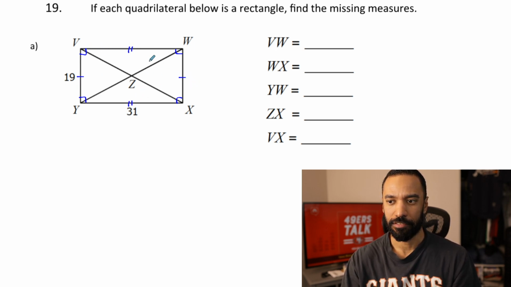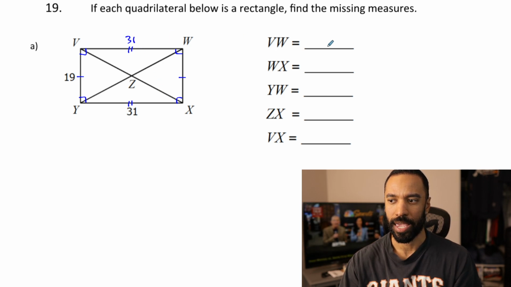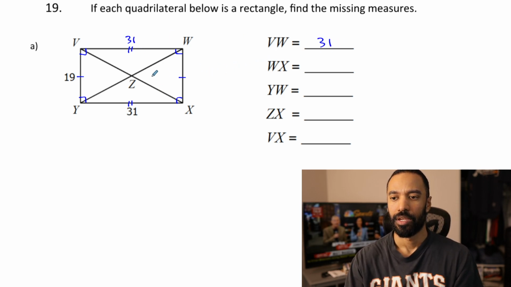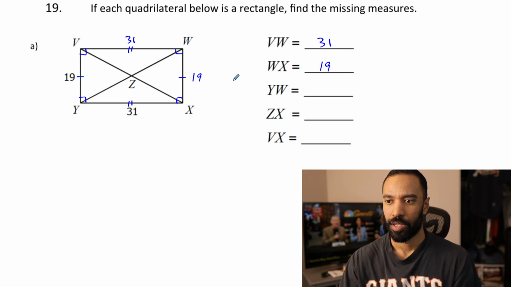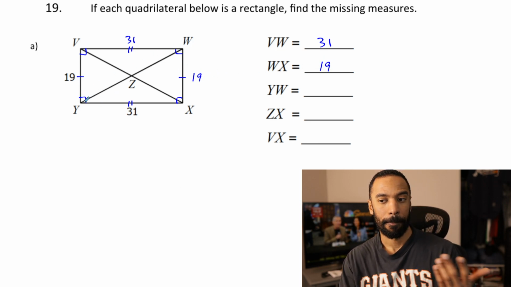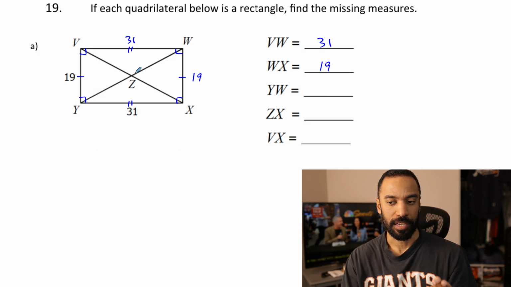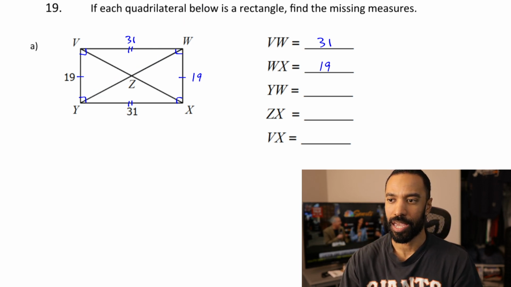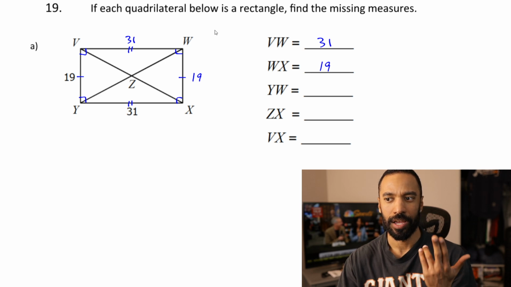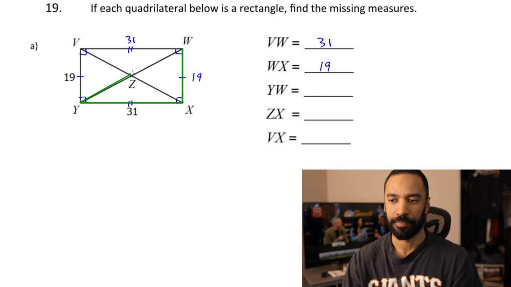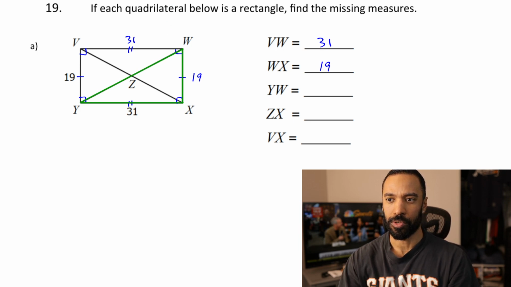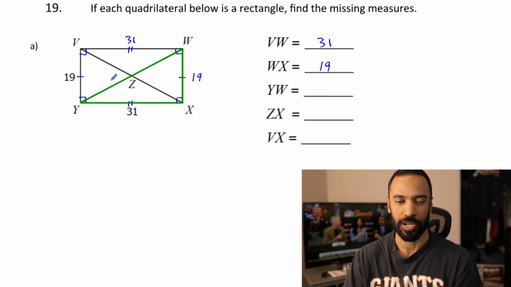So when they're finding the length of VW, it's the same as YX. It's 31. WX is going to be the same as VY. That is 19. YW, and here's a diagonal. How do I find this length of YW? They didn't give us other lengths. Well, this is a right triangle. This is where, when I brought up Pythagorean theorem, it actually pays off a little bit. A squared plus B squared equals C squared. I actually have to do some calculations here.